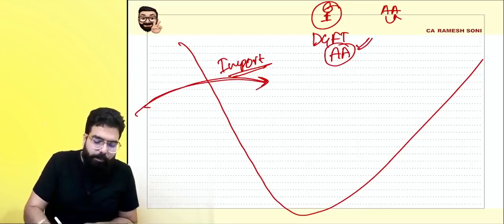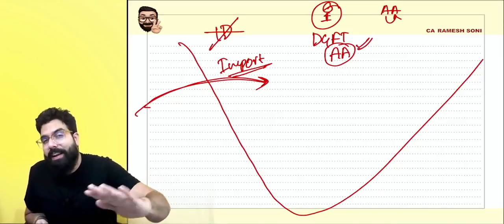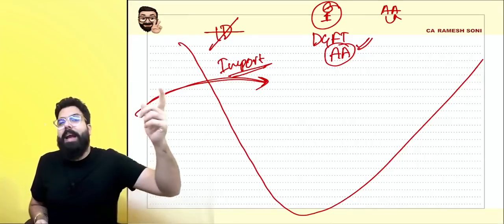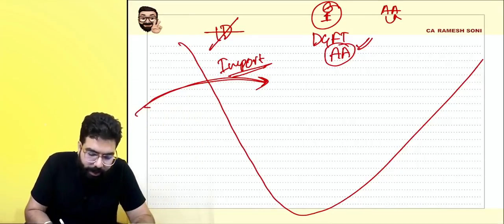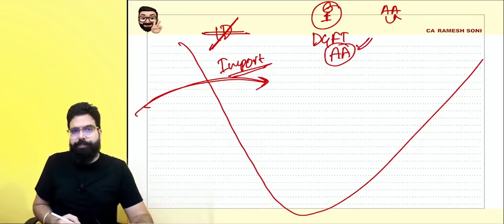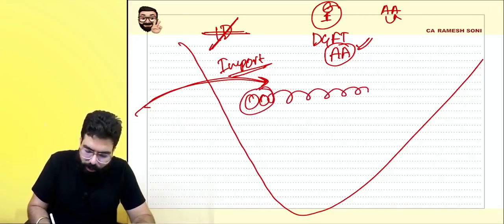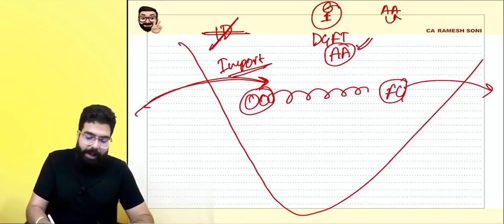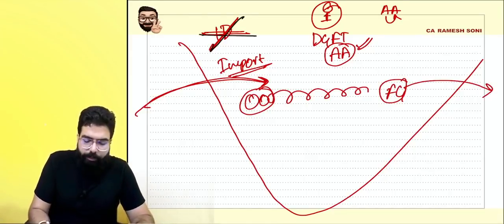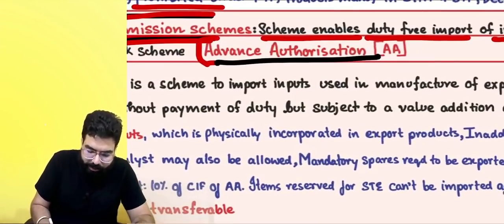You can import, and import duty you don't have to pay. It shall be exempted. You don't have to pay and it will not be given back, it shall be exempted. You don't have to pay the import duty at all. And sir, then you have to convert it into the finished goods and export the finished goods. Then they are telling, the duty which you don't have to pay, that is known as advance authorization.